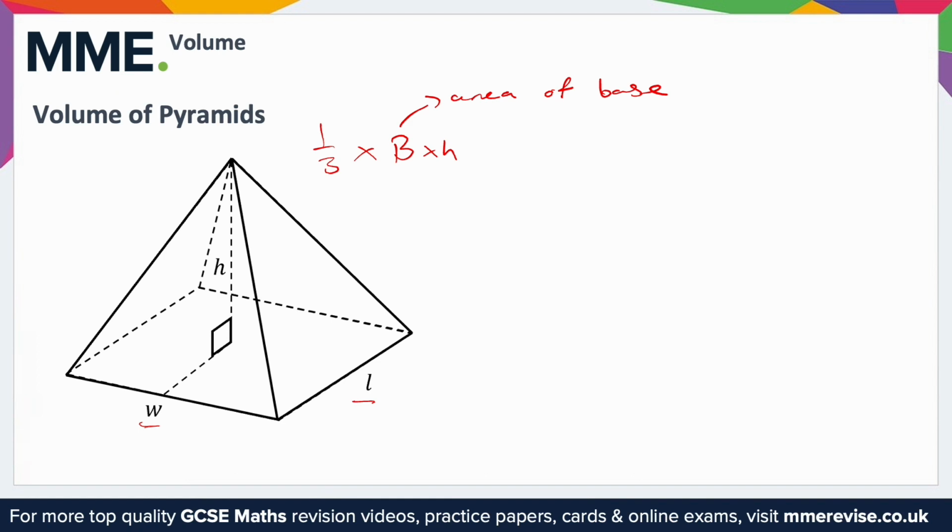In the case of a rectangular base pyramid, you would do a third times by W times by L, because obviously this gives you the area of the rectangle on the bottom, times by the height. Simplified slightly, a third WLH. Of course, you could also have like a triangular base pyramid. You'd work out the area of the triangle on the bottom, then times by a third times by the height.